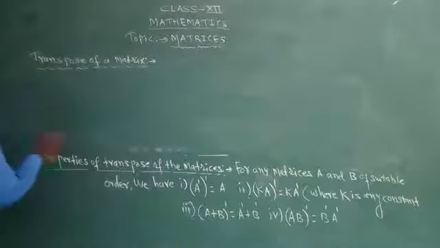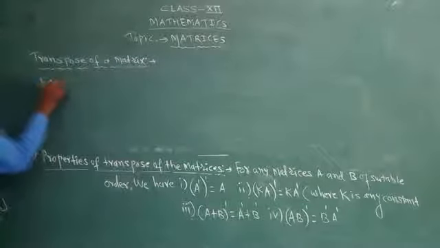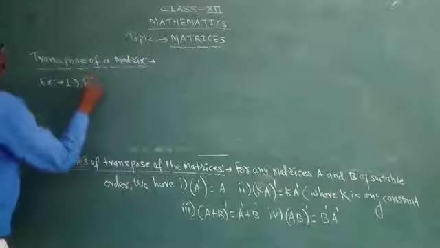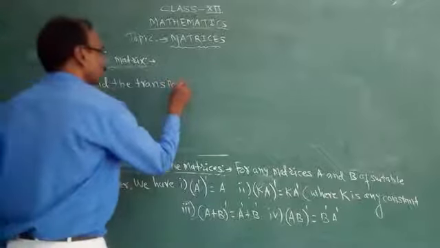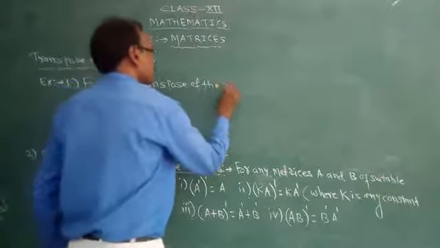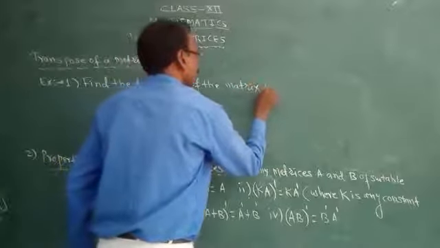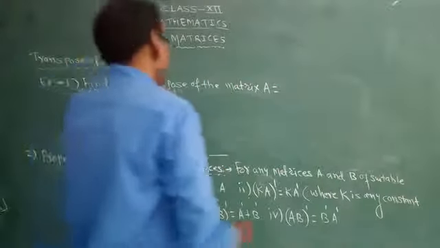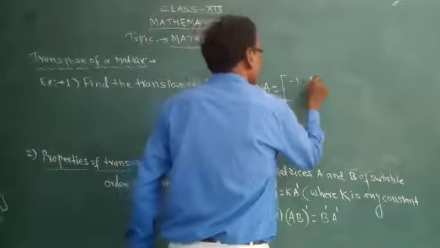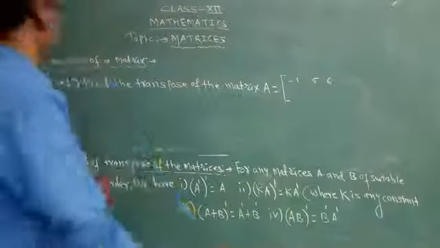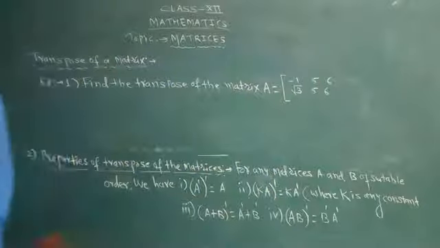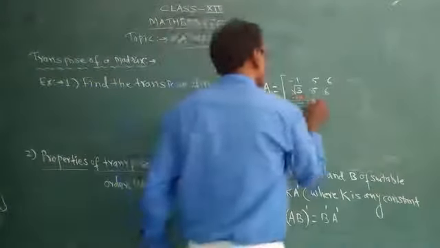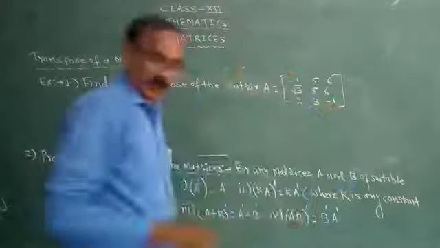Example 1. Find the transpose of the matrix A, where the first row is minus 1, 5, 6, the second row is root 3, 5, 6, and the third row is 2, 3, minus 1.